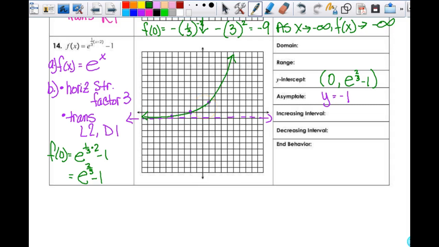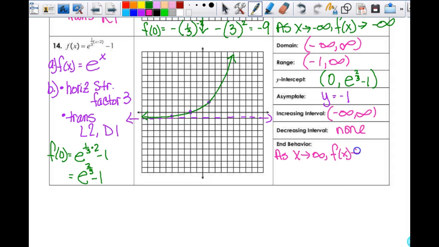So then the domain is going to be the same, negative infinity to infinity, like it has been. Then for my range, we're going from -1 to infinity. And we're increasing everywhere. And we're decreasing none. Then we got our end behavior. So as x approaches infinity, what does f of x approach? Infinity, good. And then as x approaches negative infinity, f of x approaches -1.